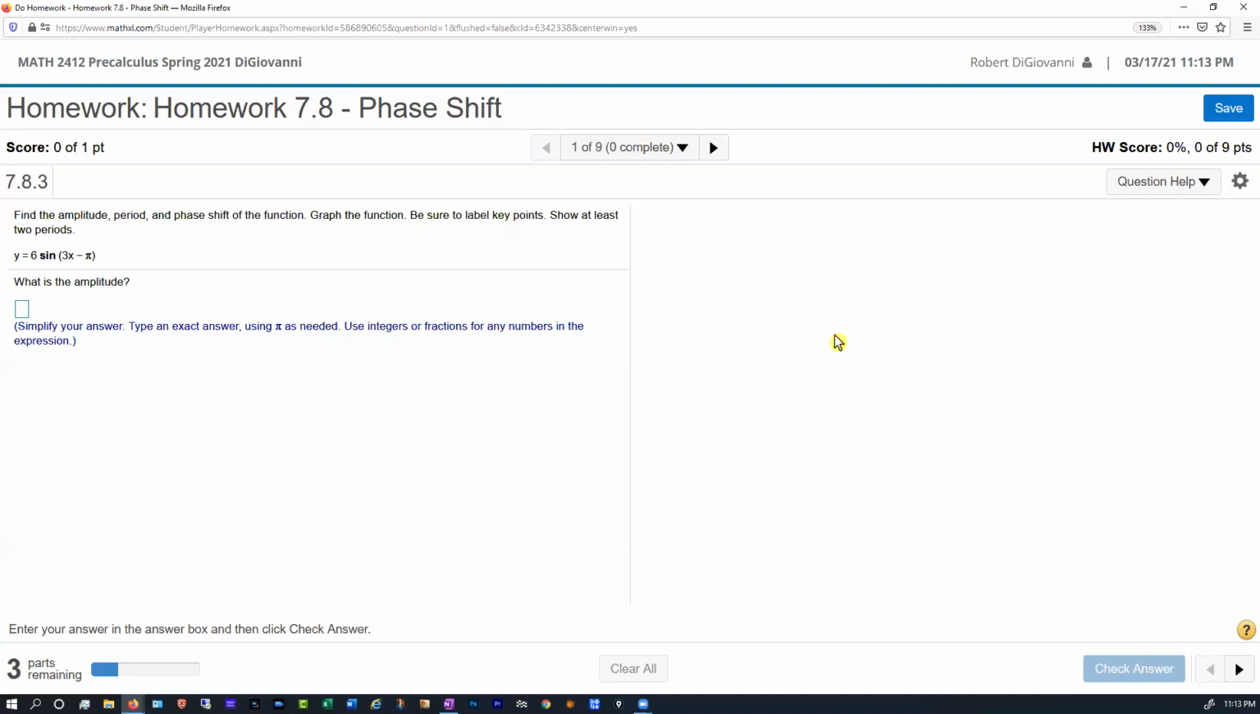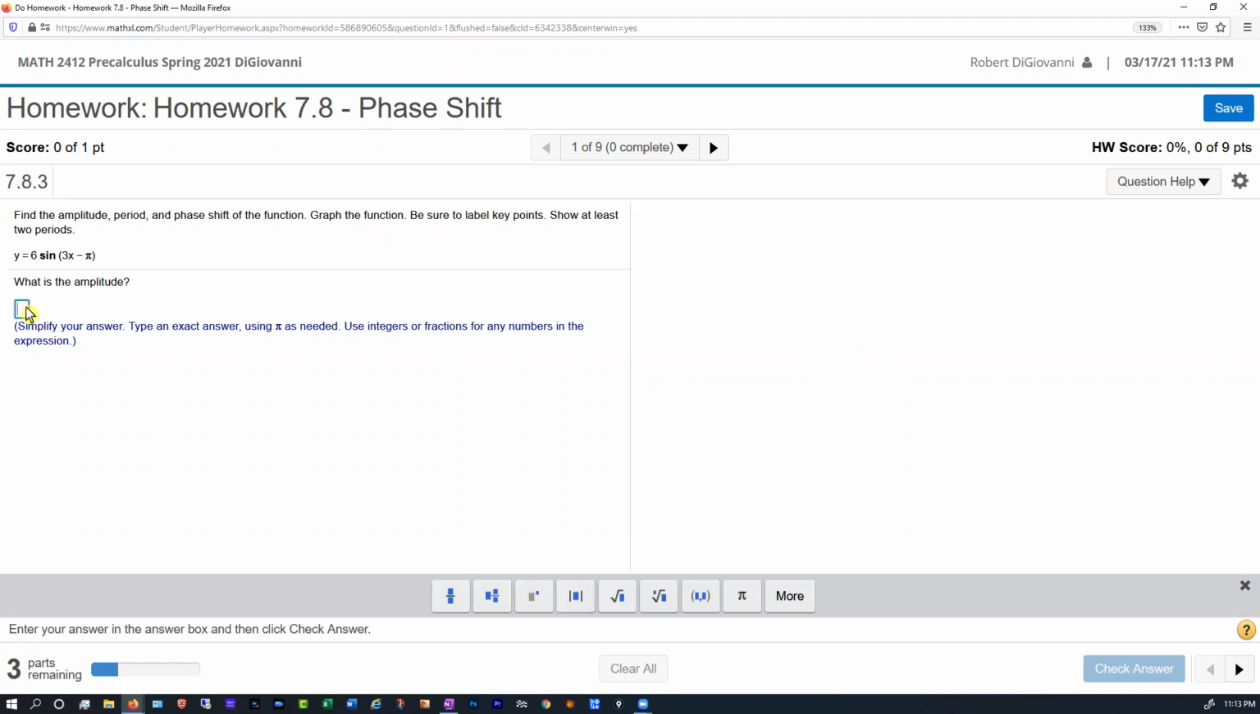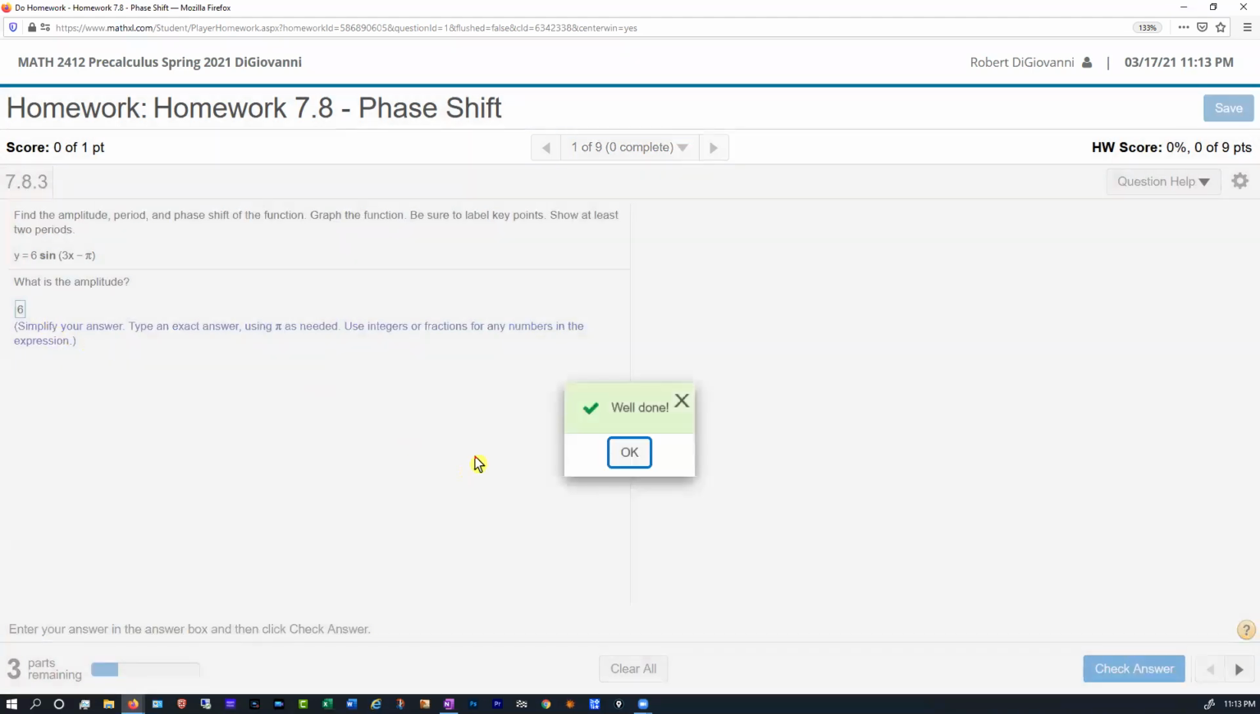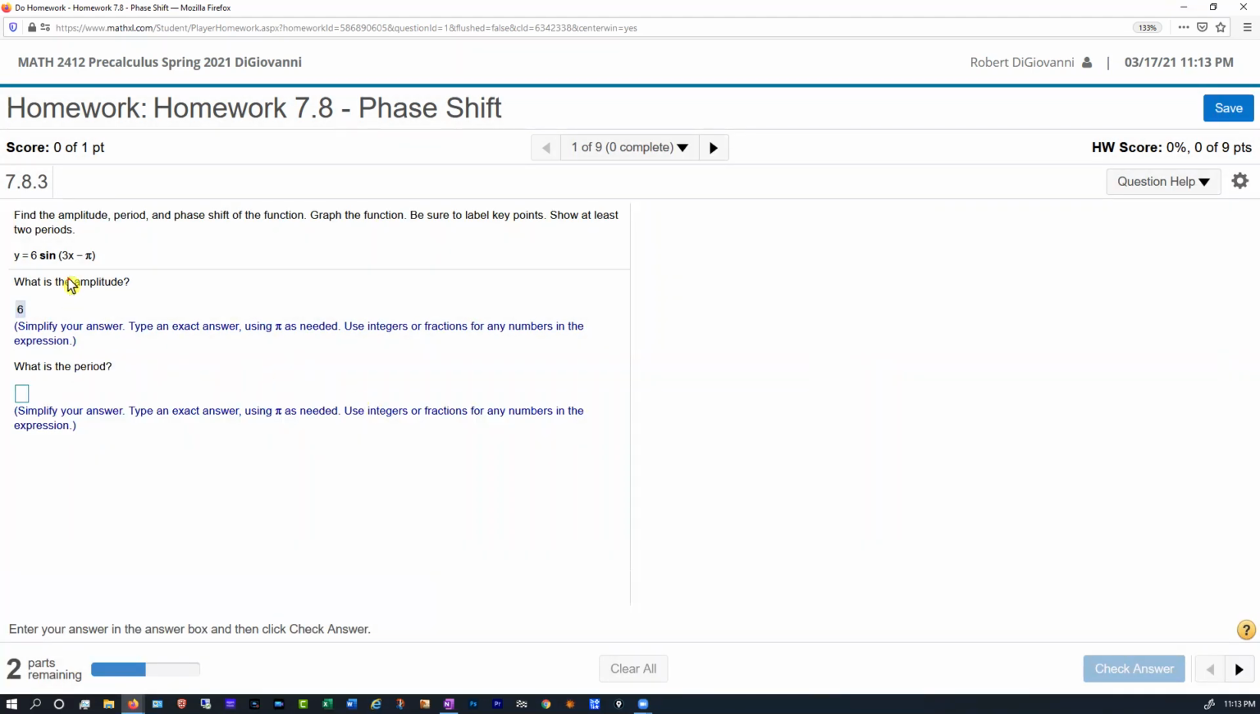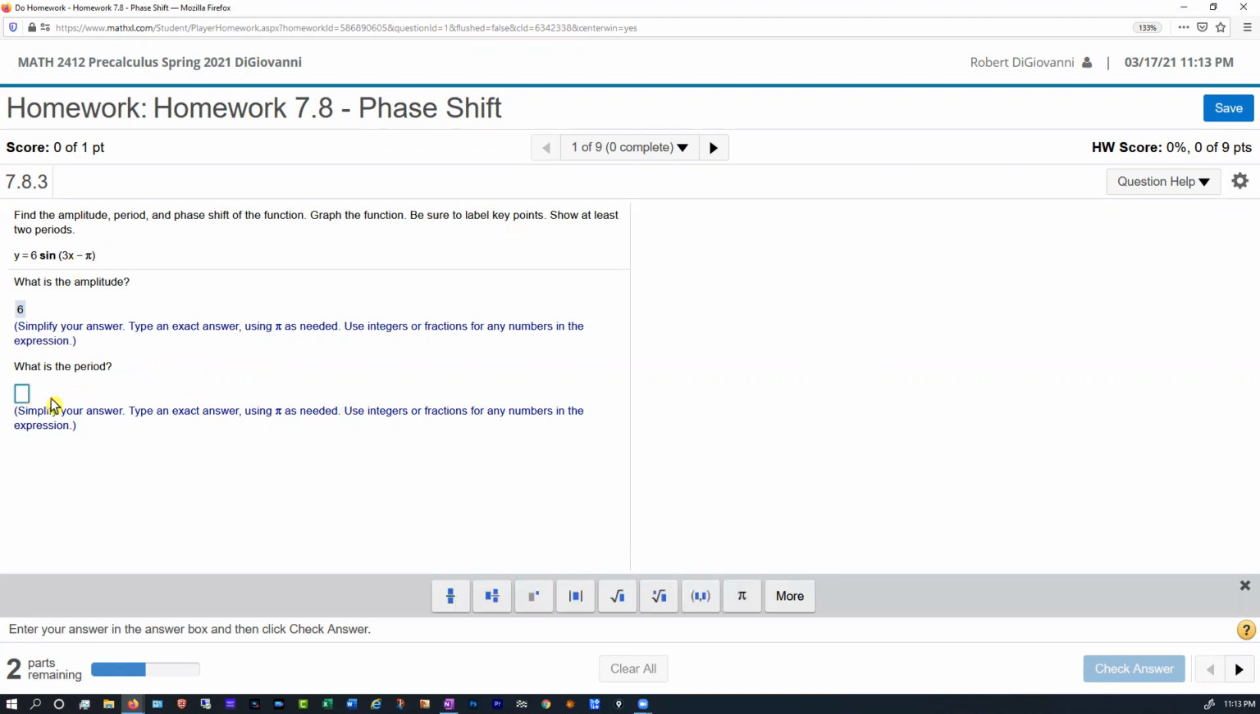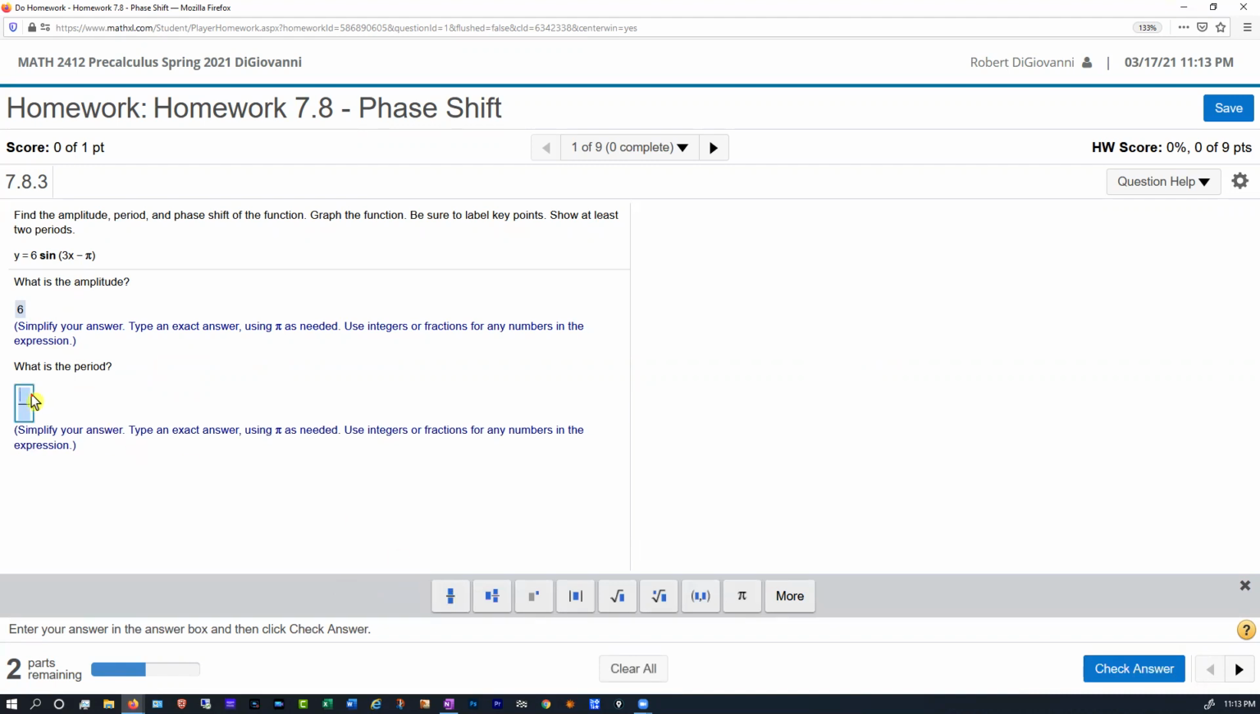Okay, working the homework for 7.8 phase shift. All right, so we want to find the amplitude, period, and phase shift of this function. So first of all, amplitude is 6. All right, period. So we take 2 pi and divide it by the number in front here, which is going to be 2 pi over 3.